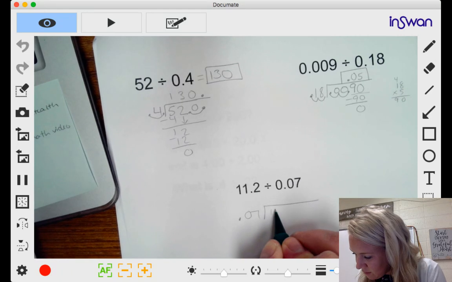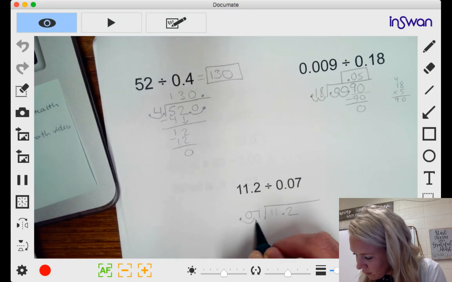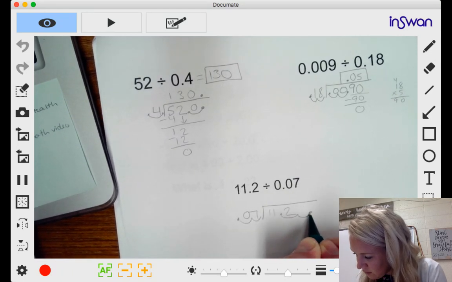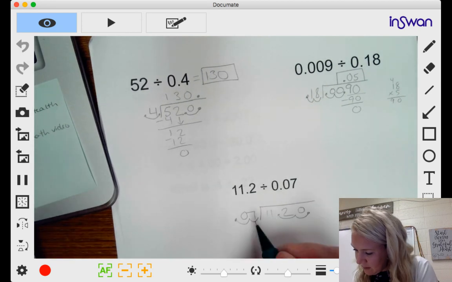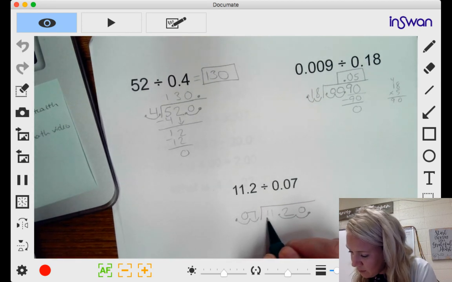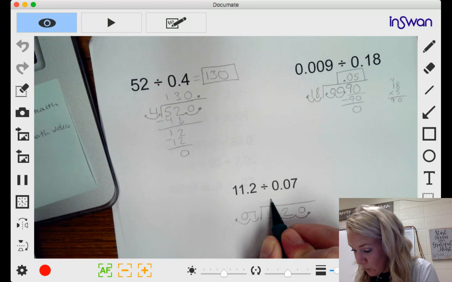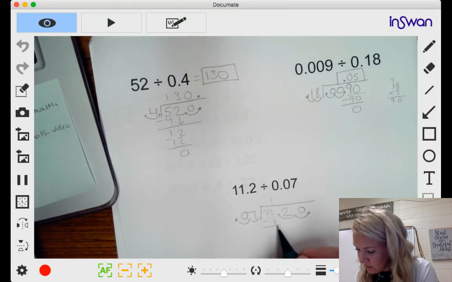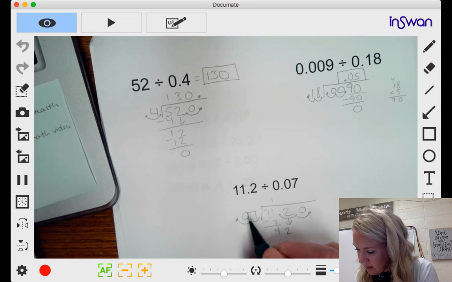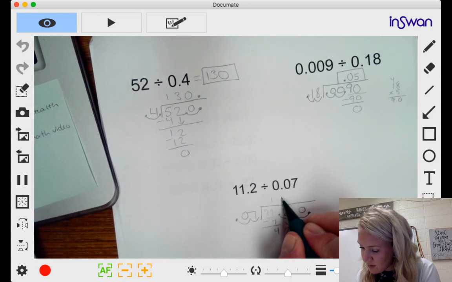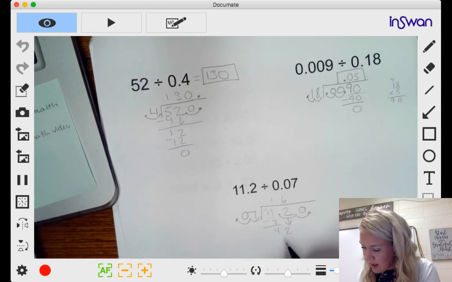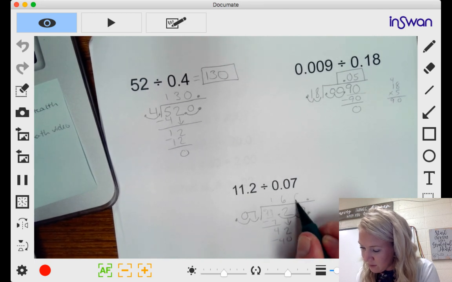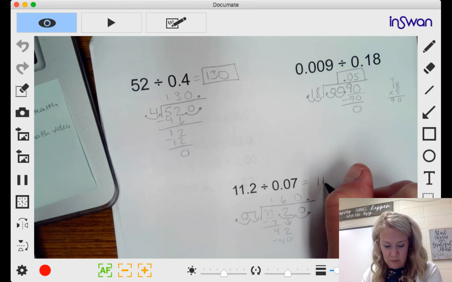0.07 into 11.2. And so 7 doesn't go into 1, but it goes into 11 one time. And 11 minus 7 is 4. 7 goes into 42 6 times. And I'm done, but careful, my decimal landed way back here, so I do need to fill with a 0.